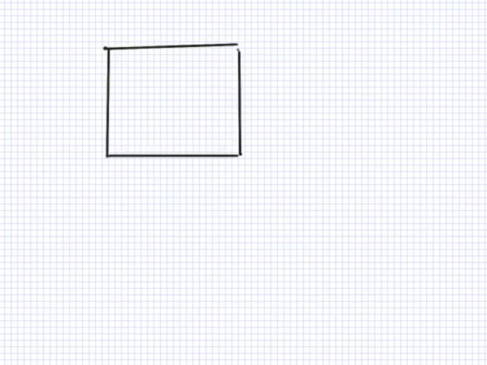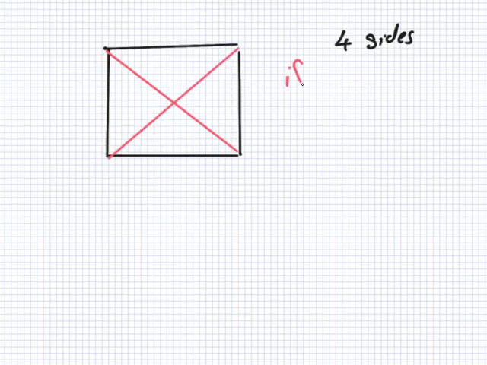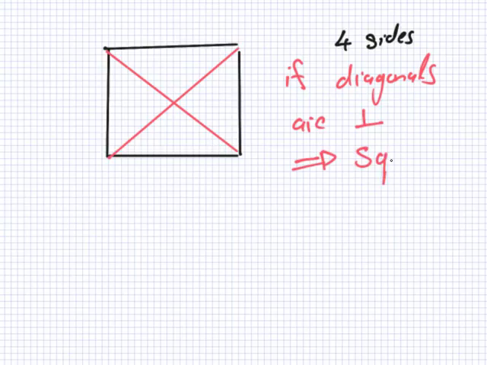It's harder. So, you have some shape with four sides. Actually, I think this is one of the ones in the book. What I want you to prove is that if you have a shape with four sides, and if you draw these red lines, these are called diagonals, if the diagonals are perpendicular, then that means it must be a square and not a rectangle.